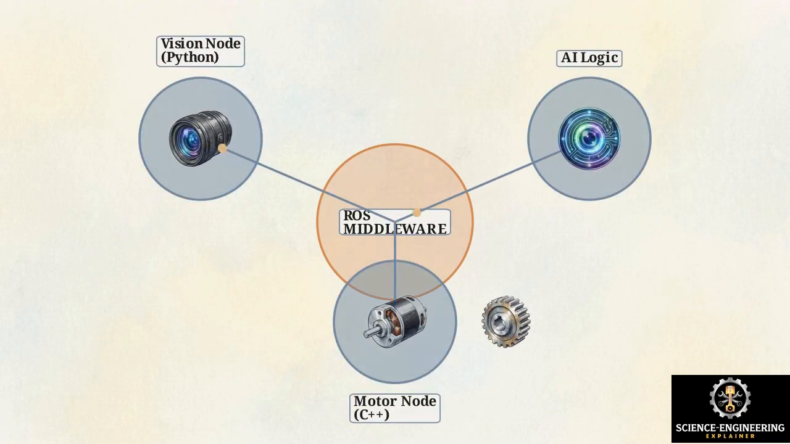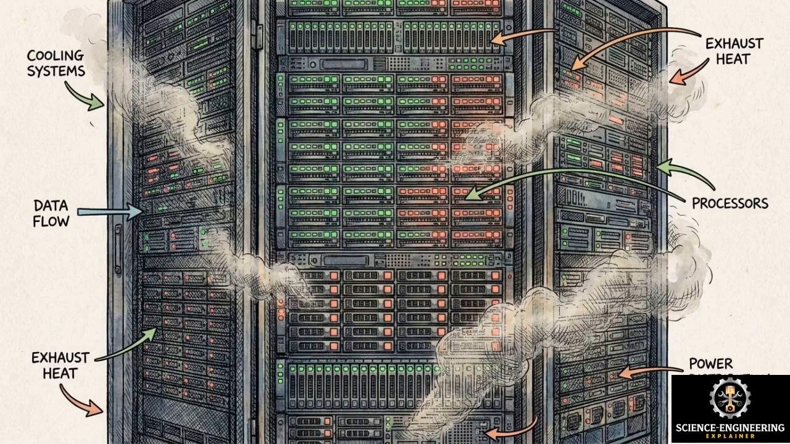It breaks the robot's functions into independent programs called nodes, allowing them to pass messages to each other over a network. A vision node written in Python can identify an object and publish its coordinates. A motor node written in C++ can immediately grab that coordinate message and drive the wheels to that exact location. But ROS carries heavy operational overhead.